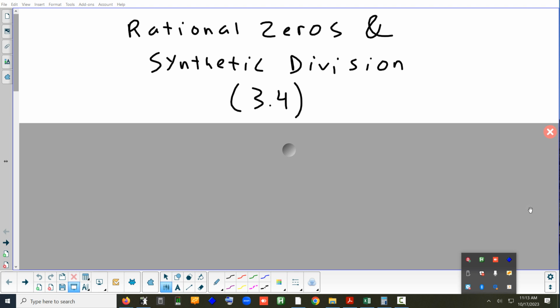So today we're going to look at section 3.4, and it's really going to be on two different things. One of them is the rational root theorem, and the other one is synthetic division.